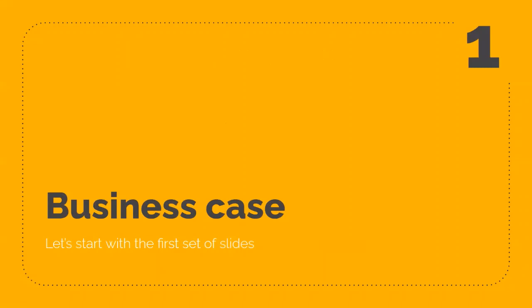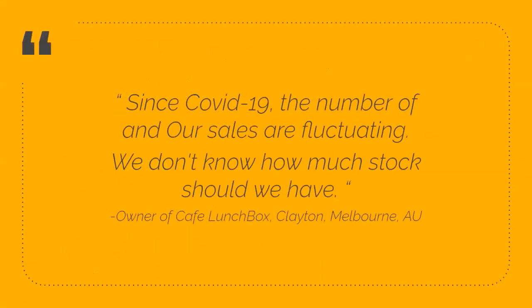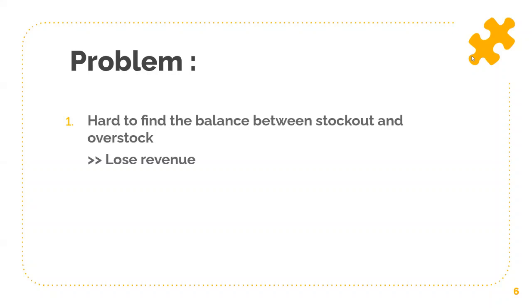talk about the finance. As the COVID cases number is exploding, according to our investigation with our business owner, the phase of lockdown and the travel restriction are damaging their sales severely. And so the problem for SME is that it is hard for them to find a balance between the stock out and overstock.